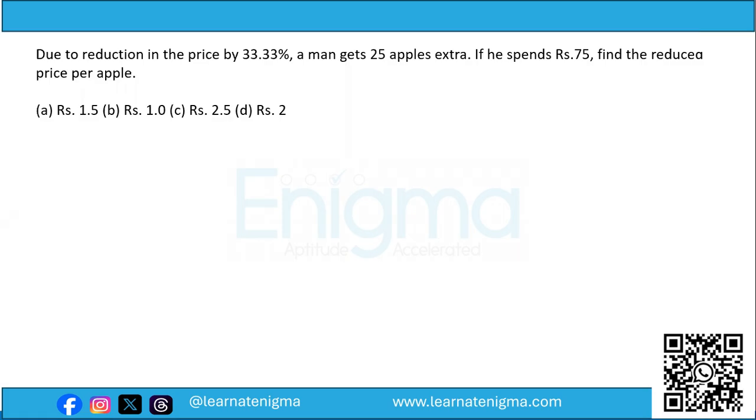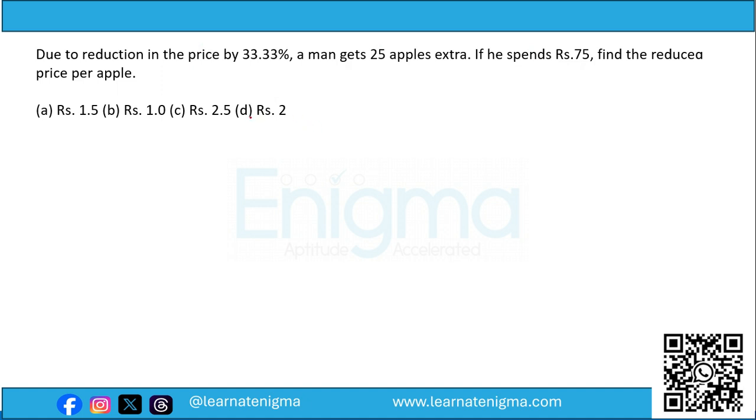Due to reduction in the price by 33.33%, a man gets 25 apples extra. If he spends rupees 75, find the reduced price per apple. Now, in such kind of questions, we have to assume that the spend, that is rupees 75, is constant in both cases when the price was normal and now when the price has reduced as well. Okay, so now we can easily solve such kind of questions.